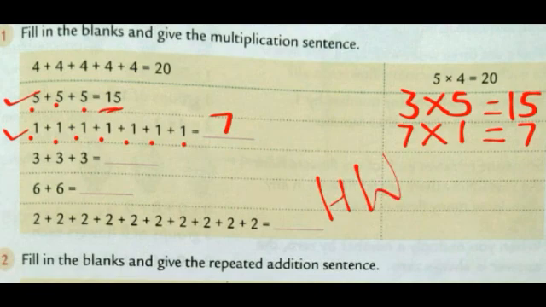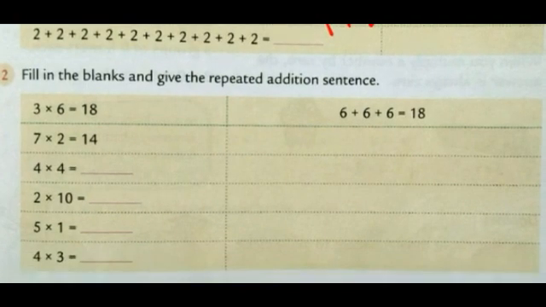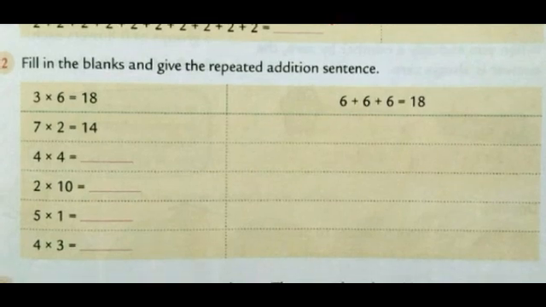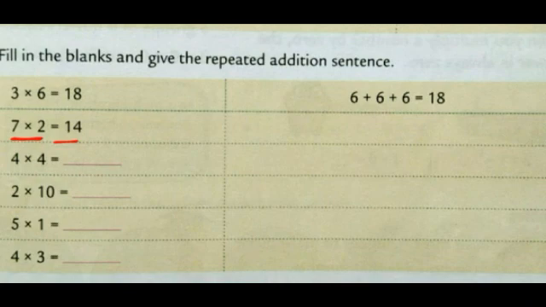Okay, moving on to the next question. Question number 2. Fill in the blanks and give the repeated addition sentence. Now again we need to fill in the blanks that are given here, and then we need to write the repeated addition sentence for it. Okay, so we'll start from the second one. 7 into 2 is 14. Here the multiplication sentence is already given. We need to form the addition sentence for it.